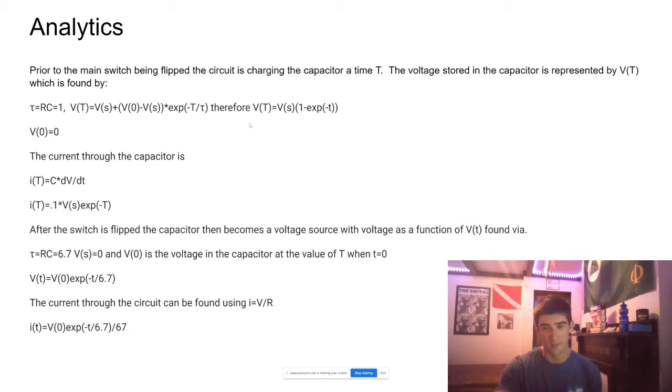So some analytics. These are essentially the voltage equations of the capacitor, so how much is being stored within it prior to the switch being flipped, and after the switch is being flipped, how much voltage is it providing. We also have current equations. The first one is the current running through the capacitor while it's being charged, and the second one down here is the current that it is providing to the upper loop while it's powering the LED.